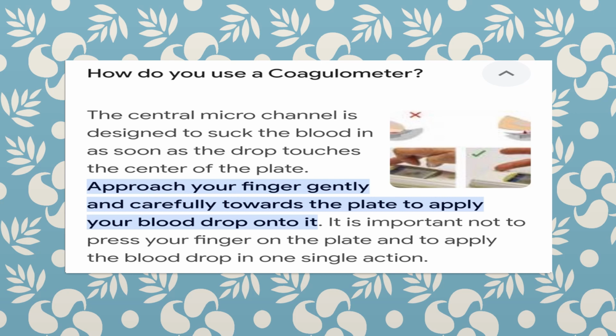How do you use a coagulometer? The central microchannel is designed to suck the blood in as soon as the drop touches the center of the plate. Approach your finger gently and carefully towards the plate to apply your blood drop onto it. It is important not to press your finger on the plate and to apply the blood drop in one single action.